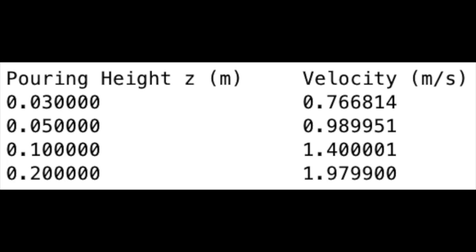We can see that the velocity depends on the height from which you pour it in. When pouring at a height of 10 centimeters, the terminal velocity becomes 1.4 meters per second, and when we're pouring at the height of 20 centimeters, the terminal velocity becomes 1.98 meters per second.